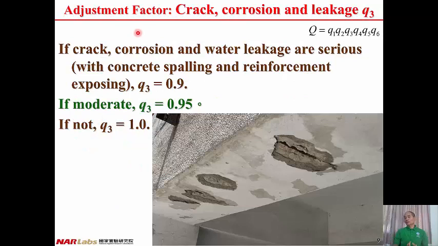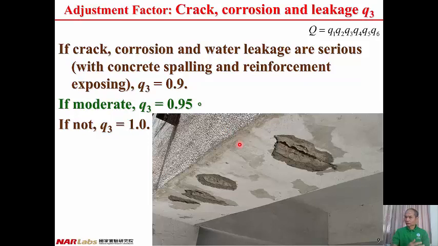Then we move to the third adjustment factor for crack, corrosion, and water leakage. If crack, corrosion, and water leakage are serious with concrete spalling, like this picture, concrete spall and reinforcement exposing. The reinforcement here is exposed to the air, and there's some corrosion. Then we consider in this case the crack, corrosion, and water leakage quite serious. Then we have the adjustment factor Q3 equal to 0.9.